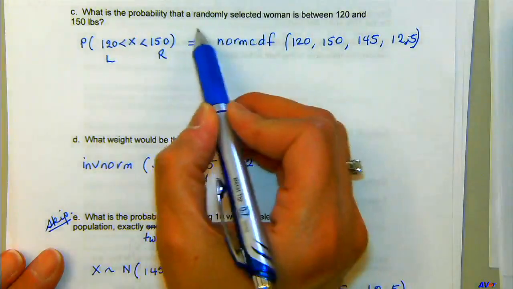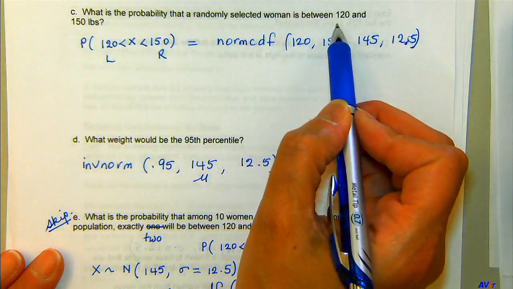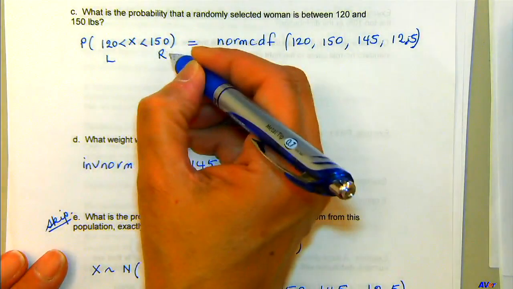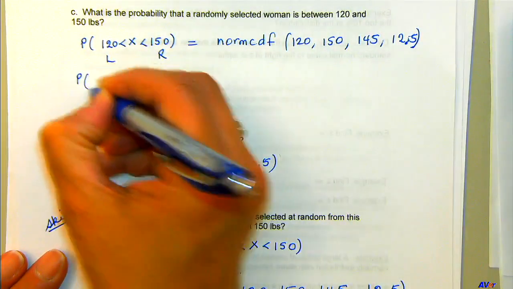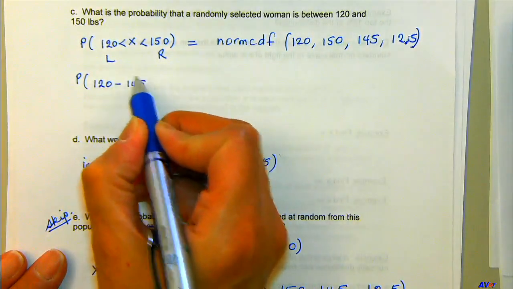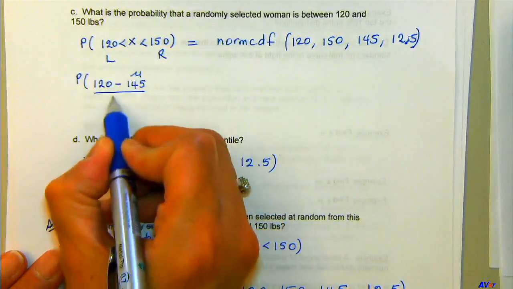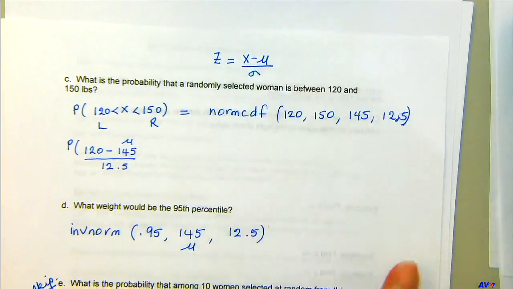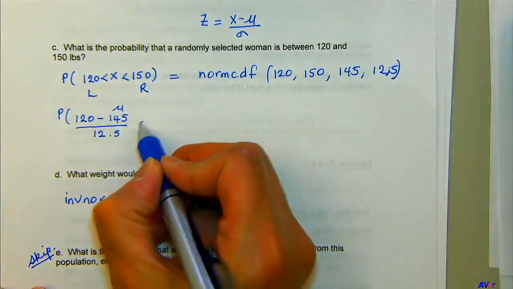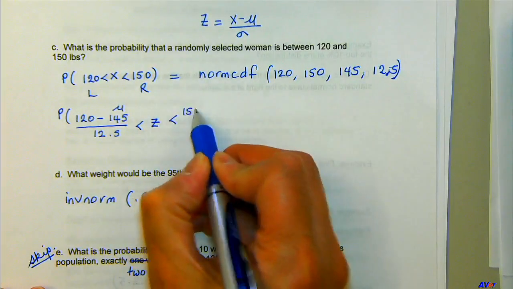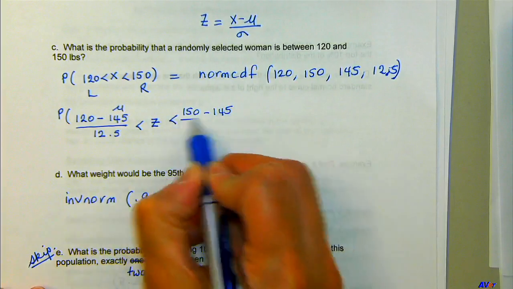What is the probability that a randomly selected woman is between 120 and 150 pounds? So I'm going to transform these to Z. So probability 120 minus 145 over sigma, 12.5. I'm using this formula, Z equals X minus mu over sigma. You're with me, right? Less than Z less than 150 minus 145 over 12.5.